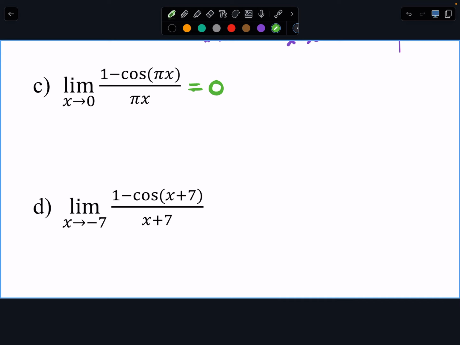The plus 7 graphically is shifting left by 7. What x is approaching has also been shifted left 7. Again, nothing will happen to the limit. The limit will still be 0.